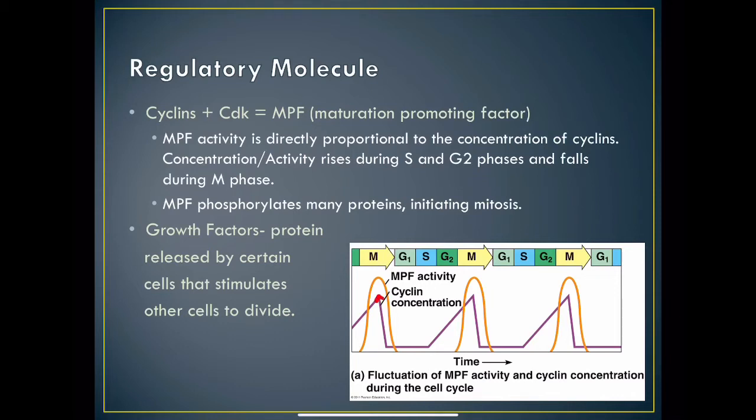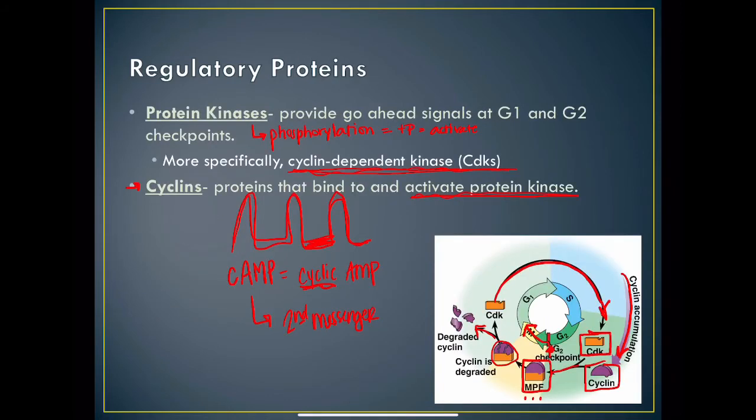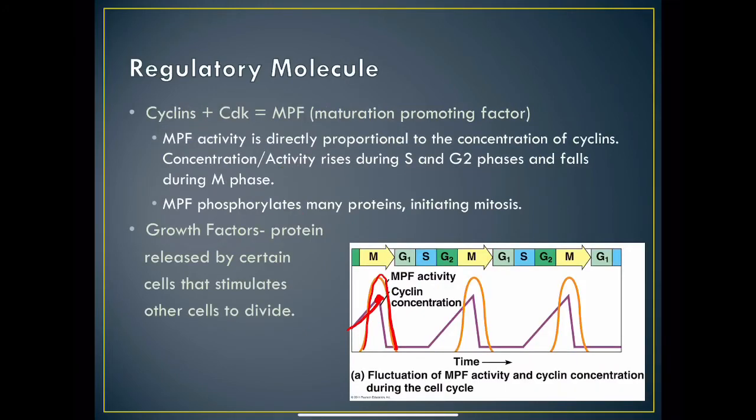As the cyclin concentration goes up, then the MPF activity spikes because those two are dependent on one another. You have to have cyclins to make the MPF, okay? And we see that here in this graph. You see them really spike at M phase, and that's when you have the M phase promoting factor, okay? So cyclins plus CDK equals the maturation or M phase promoting factor. The activity of that is directly proportional to the concentration of cyclins, like we just said. And so it goes on to phosphorylate many proteins, which initiates mitosis, all right?